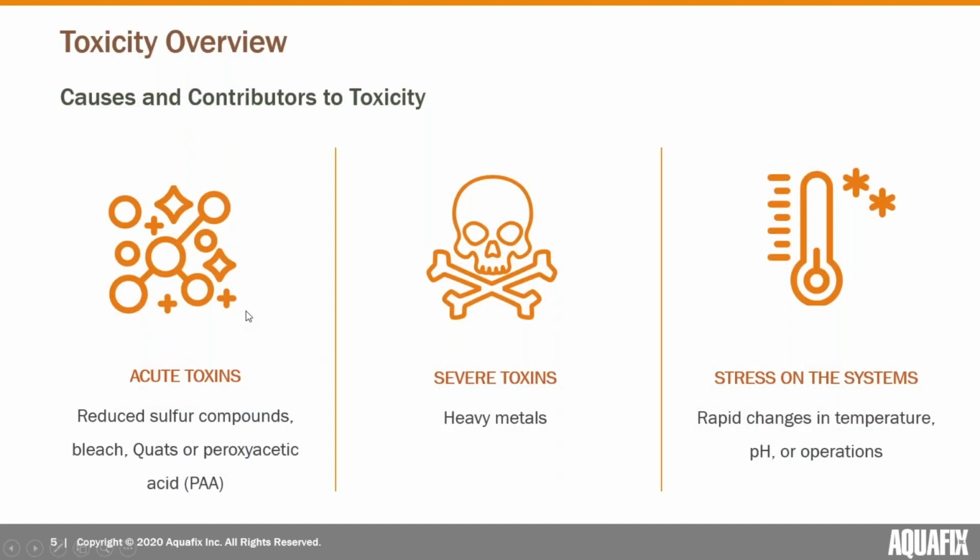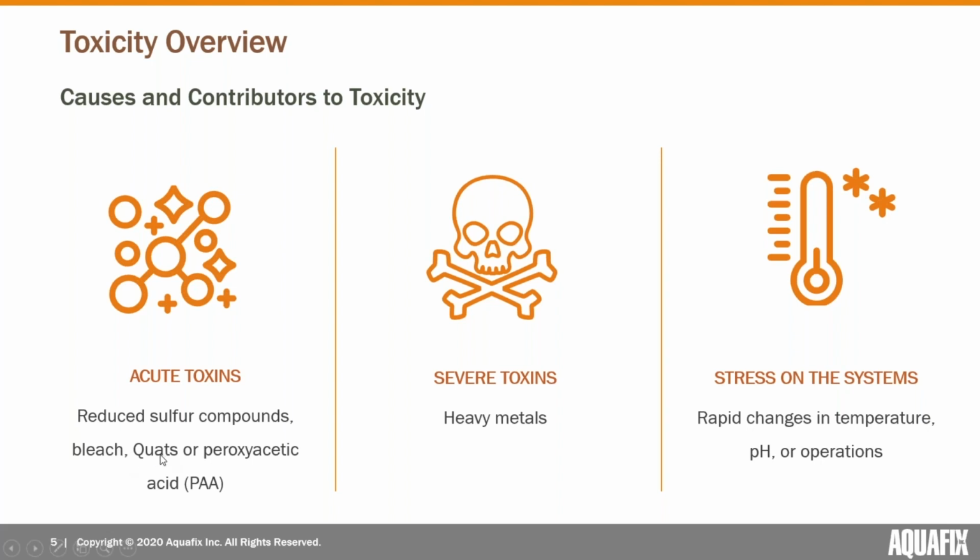What are the causes and contributors to toxicity? Well, we have acute toxins. This could be reduced sulfur compounds like hydrogen sulfide. Hydrogen sulfide not only is a strong gas, but it's an oxygen scavenger. So H2S can take DO out of your plant.